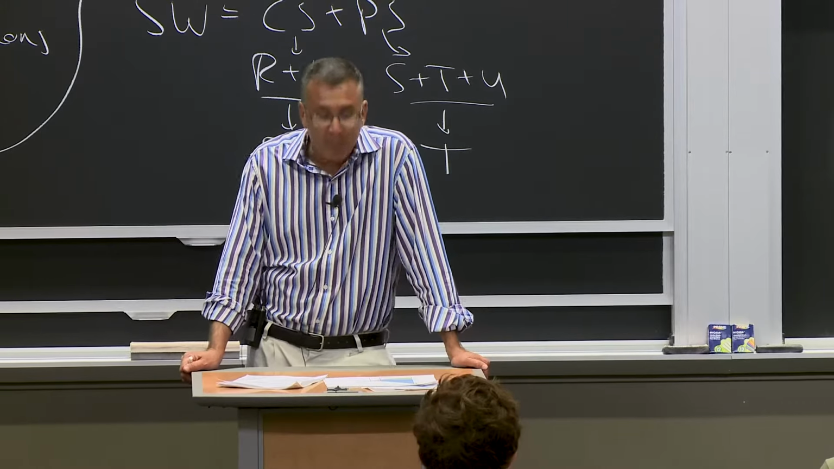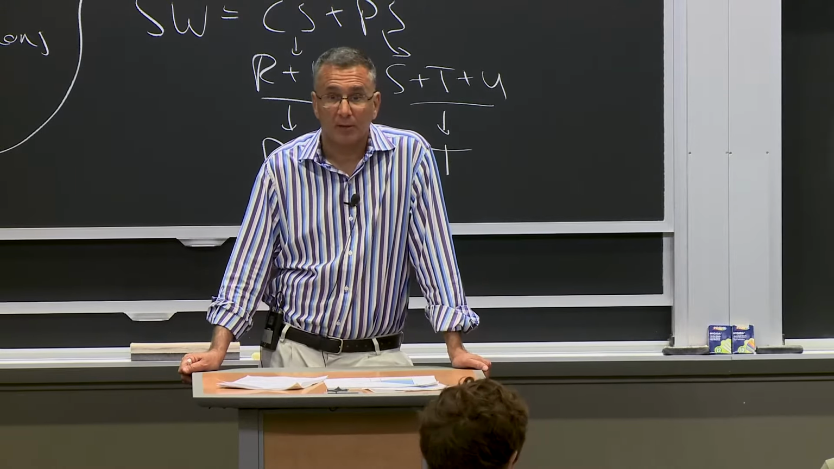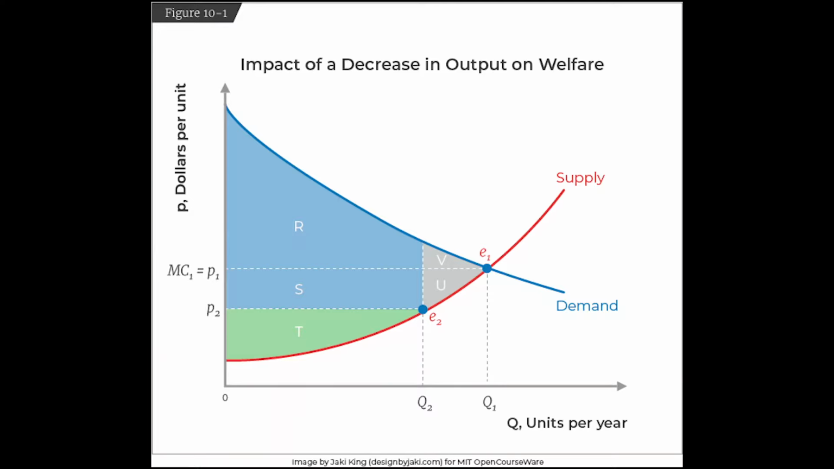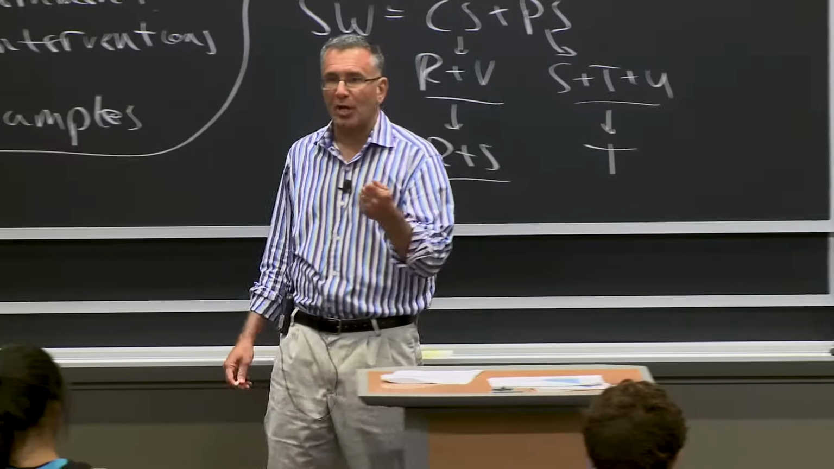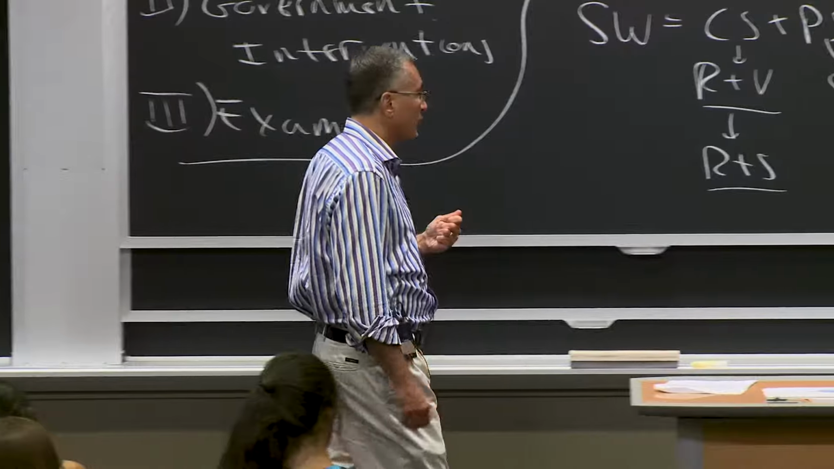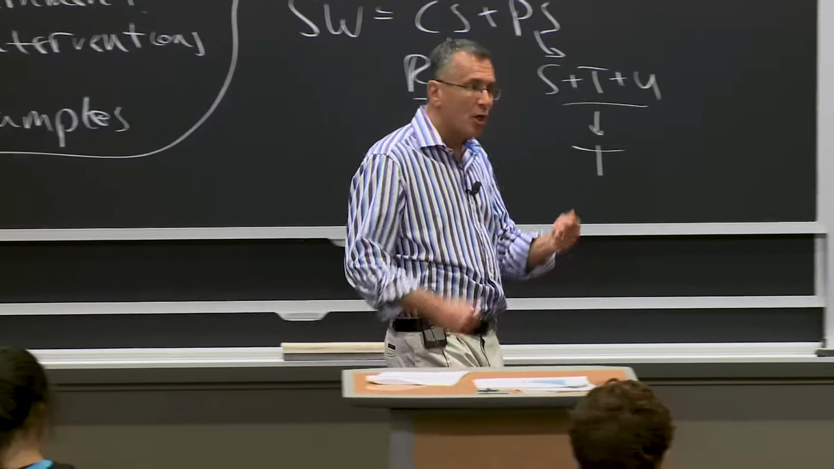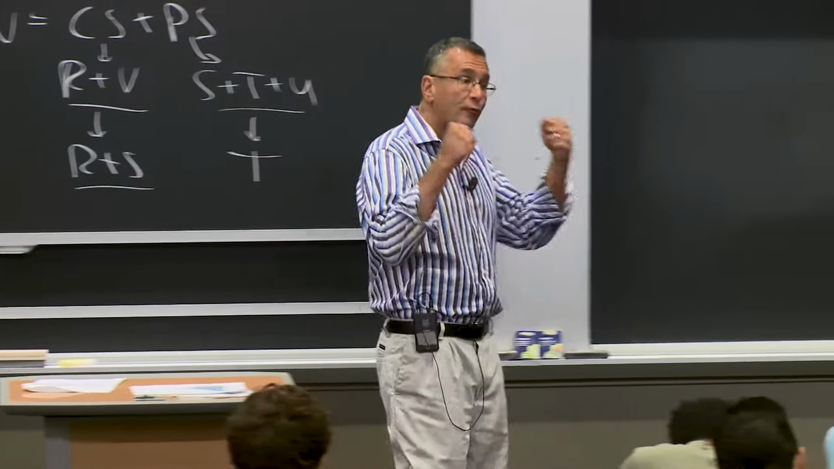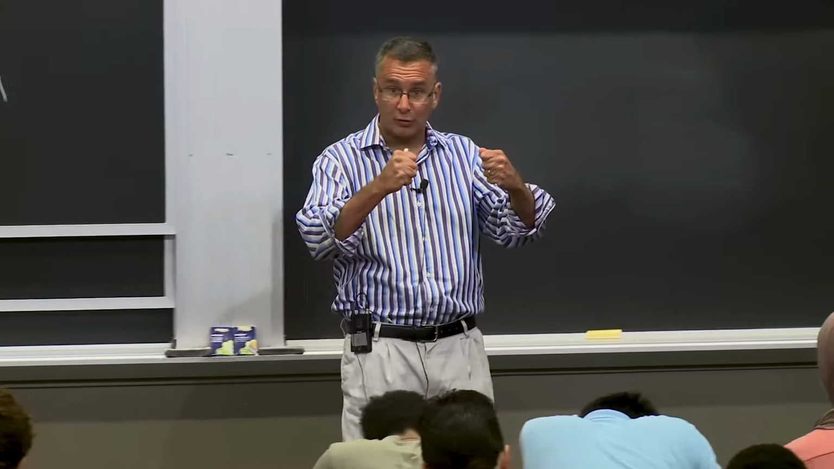So what has happened to total social welfare? It has fallen by the amount V plus U. Total social welfare has fallen by V plus U. So in some sense, two things have happened here. We've set this price. The first is a transfer. We have transferred the rectangle S from producers to consumers.